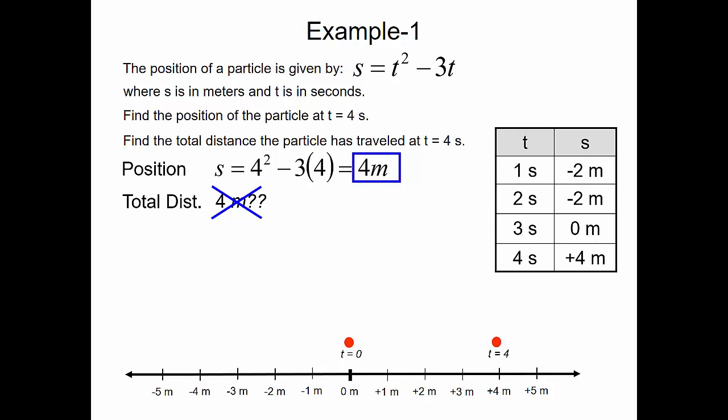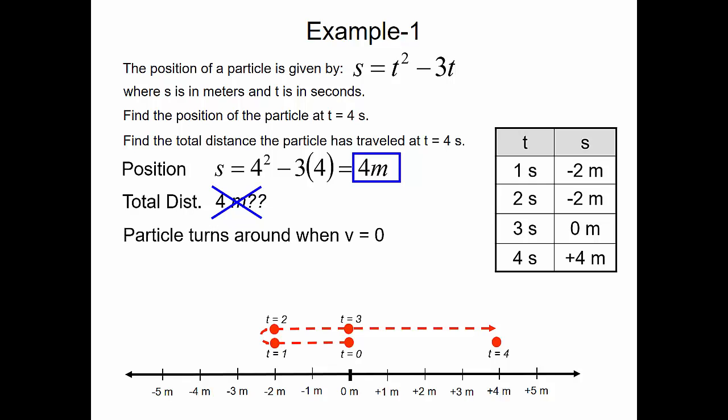If I plot what's happening at each of the times that I've calculated, at time 1 we're at -2, at time 2 we're at -2, and at time 3 seconds we're at position 0. By connecting the dots, I can see that the object at some point turns around and goes the other direction. When an object changes direction, its velocity has to go to 0 in order for it to switch directions. So the particle turns around when the velocity equals 0.